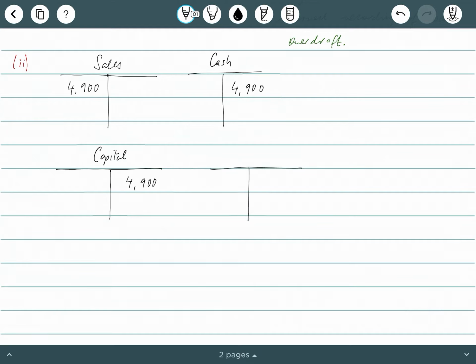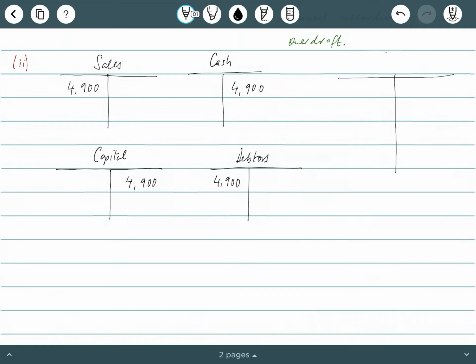Now he said he sold it on credit, so he gave these goods on credit. That means he sold them to a debtor of the firm. And the debtor of the firm will pay the business, and that will be retained within the business. So we can put a debit entry for the debtors of 4,900. Now, that's that working complete.